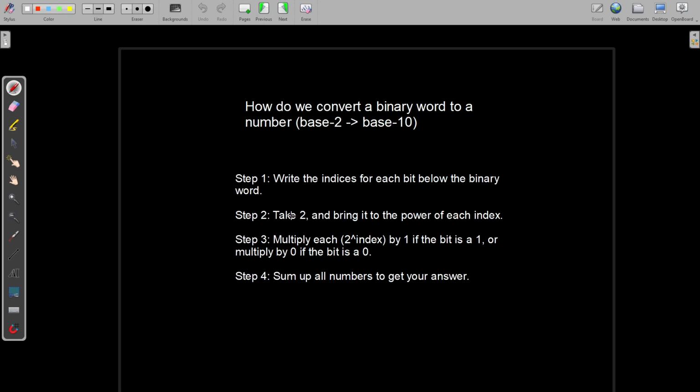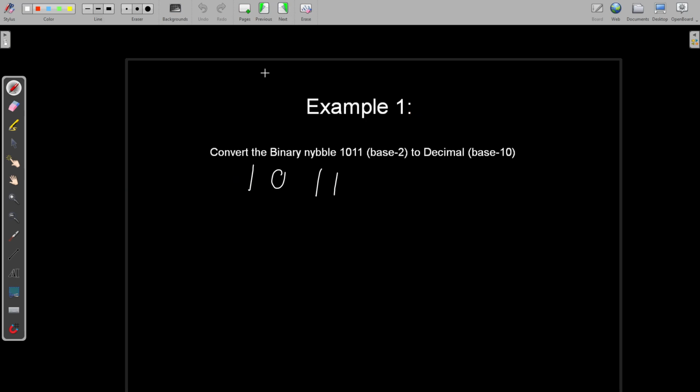We're going to take 2, which is our base, and bring it to the power of each index. So remember, our indices start from the highest all the way down to 0. And our most significant bit will always have the highest index position. What is our index position for our most significant bit? Well, our index position for the most significant bit will be the number of bits minus 1. So we have 4 bits here. That means our most significant bit will have an index position of 3. Then followed by a 2, a 1, and a 0.